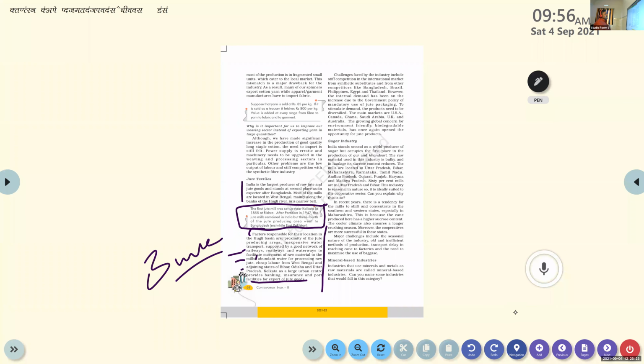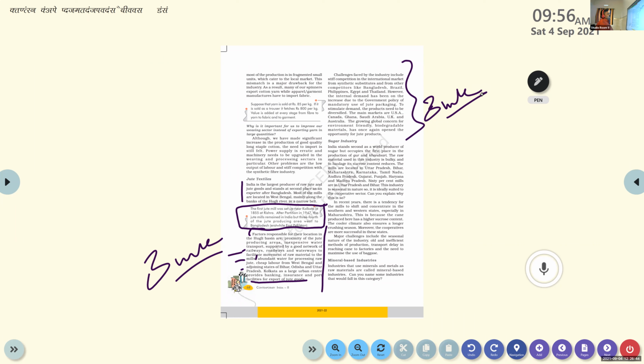Next question. What are the challenges faced by the jute textile industry in India? The challenges facing the jute textile industry. Write the question. That is also a 3-mark question. The challenges facing the jute textile industry.